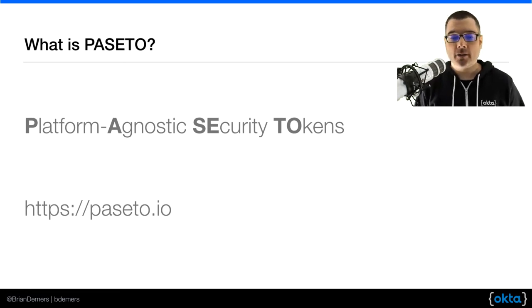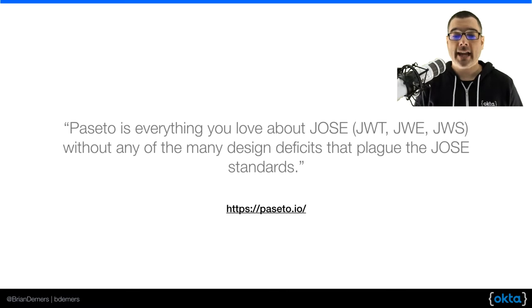In a nutshell, a PASETO token is just a way to encode JSON data and transfer it securely between two parties. So if this sounds a lot like JWTs, you're right on the money. It's very similar. The format is different, so much so that the tagline for PASETO.io is everything you love about JOSE without any of the main design defects that plague the JOSE standards.